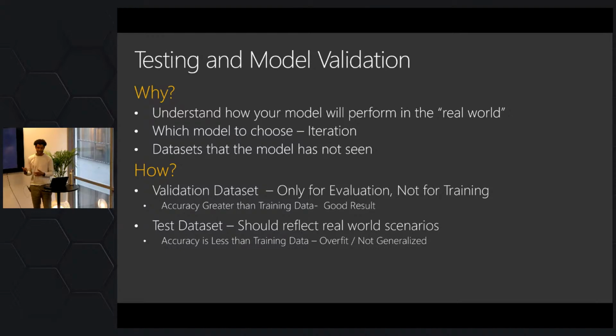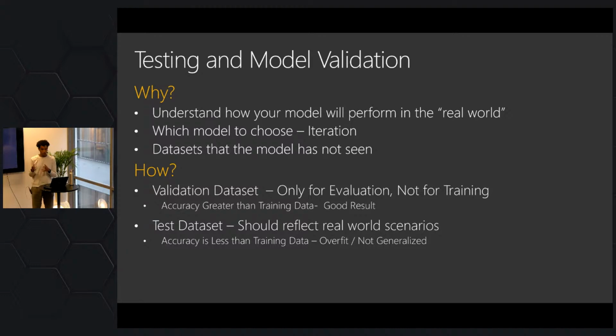Is the testing and model validation side. So why do we do this, right? As I've been saying, we want to make sure we understand how the model will perform in the real world when we deploy it. Also, especially on the validation side, we want to use it to choose which model. This is an iterative process when you're building and training a model. You never get it right the first time. So you want to pick different models, set different hyperparameters and variables, and see how they perform. That's what we use the validation set for.